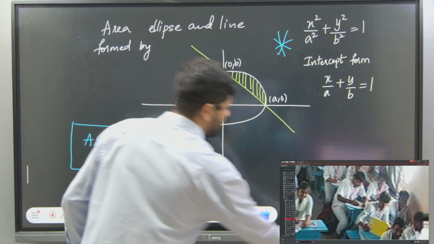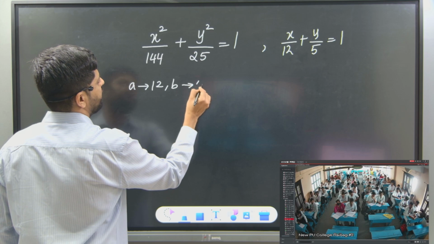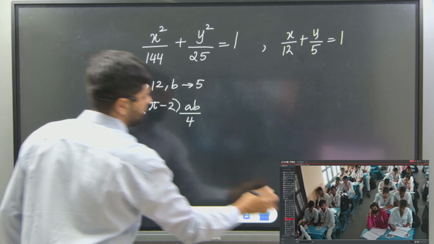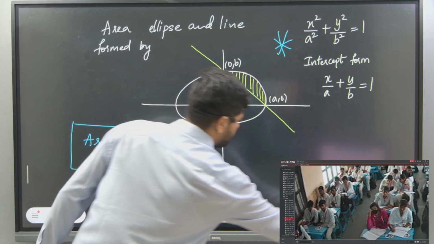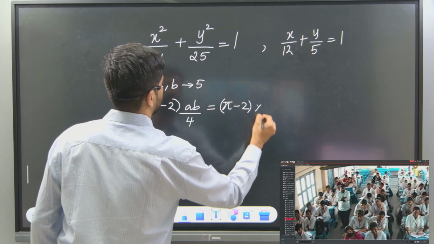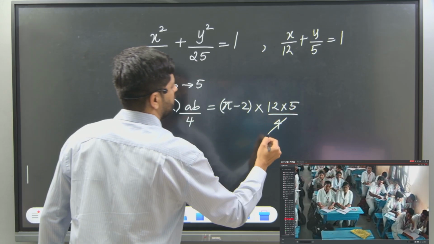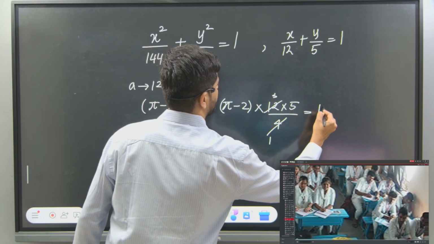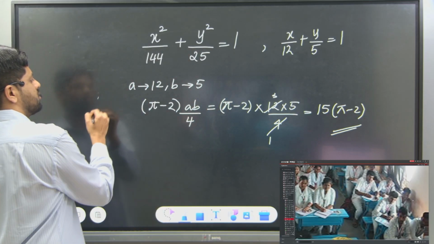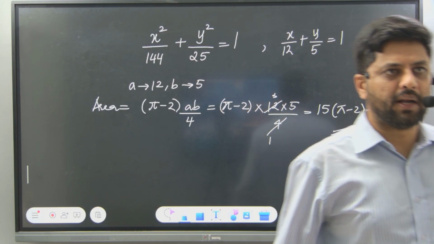Pi minus 2 ab by 4. A is 12, very straightforward. B is 5. Area will be pi minus 2 into ab by 4. So, pi minus 2 into ab, 12 into 5 divided by 4. 4 threes are 12, so 15 into pi minus 2. Correct. 15 into pi minus 2 square units. Direct formula.